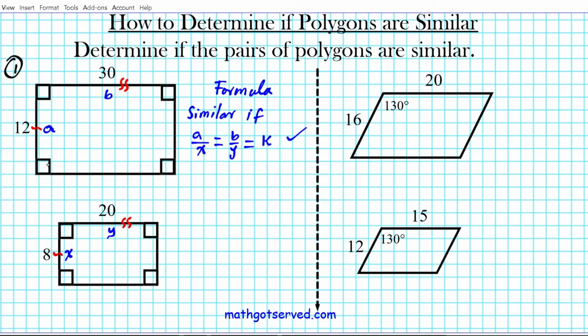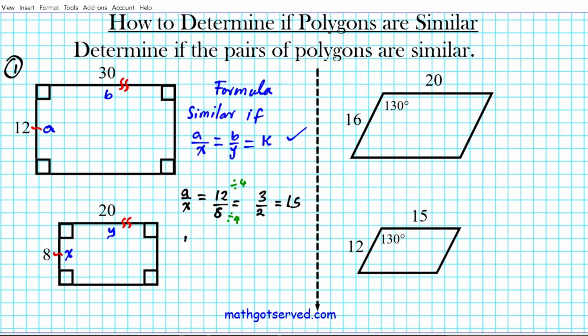So A over X is the ratio of the left side of the two rectangles, so that's going to be 12 over 8. If we simplify this completely, the GCF here is 4, so divide top and bottom by 4. 12 divided by 4 is 3, 8 divided by 4 is 2. So 3 over 2, or 1.5.